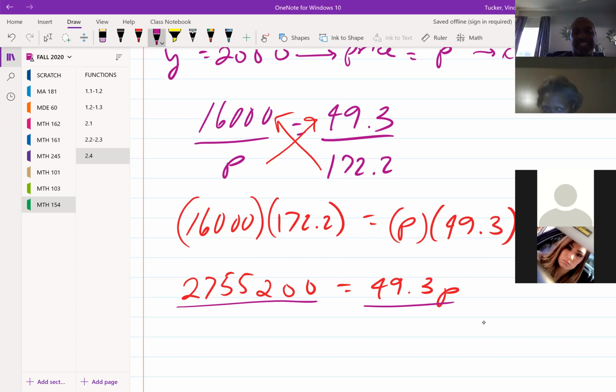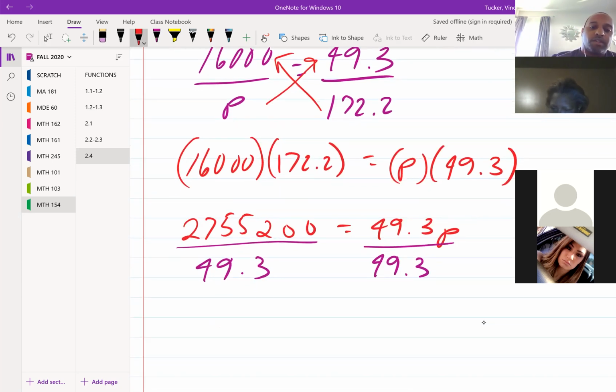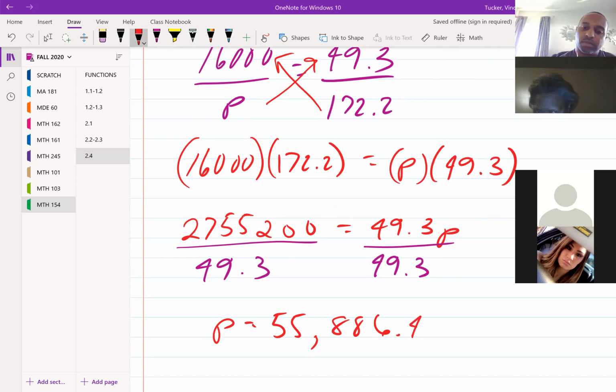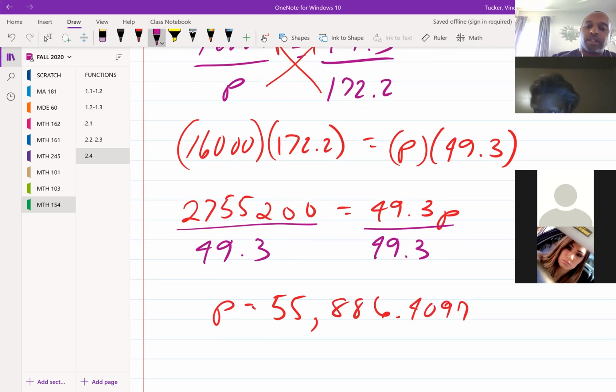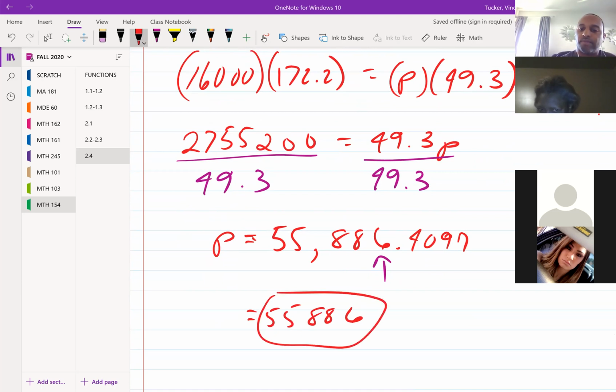So 16,000 times that 172.2. Let me make sure I'm good with my numbers. Yep. 172.2 times 16,000 is 2,755,200. Now we have 49.3P, so we want to divide by 49.3. And P is going to be equal to 886. Let me see what they ask us to round to. Nearest dollar. So we don't need the cents, we don't need a decimal or anything.